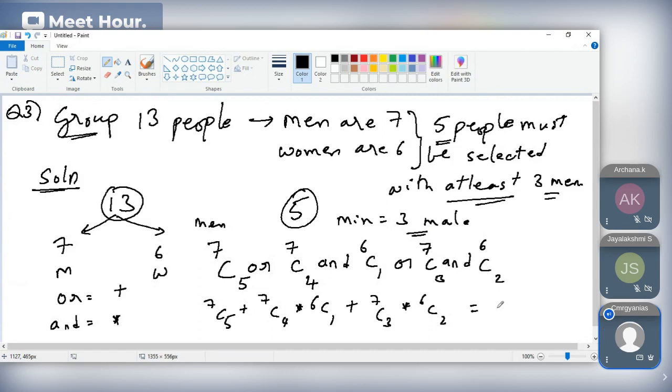Understood the logic? So you solve this, you'll get the answer. So put this in the formula which I already told you. NCR formula: n factorial divided by r factorial into n minus r the whole factorial. If you put this there, you get the answer. Tell me the final answer.